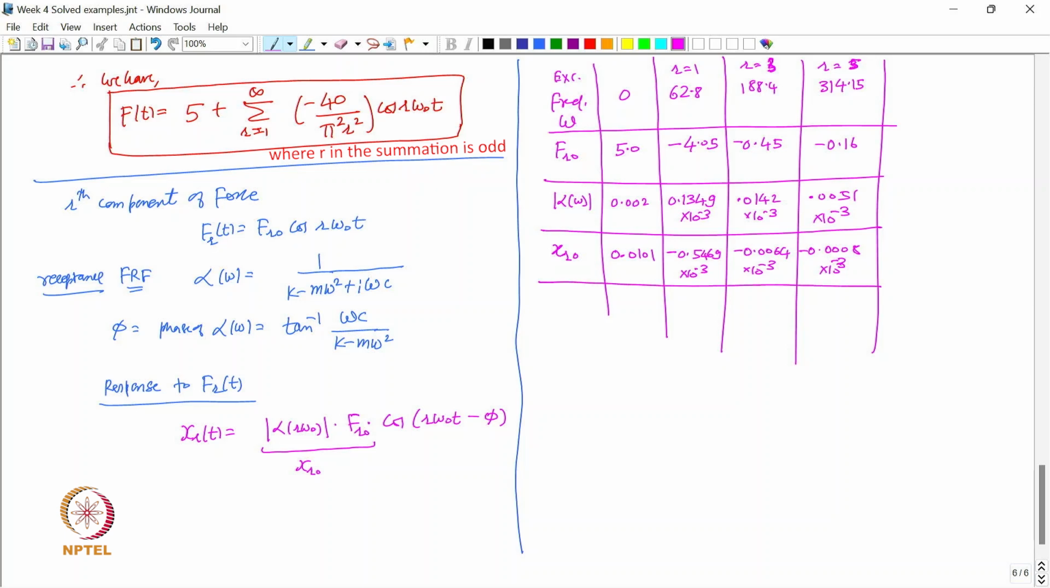And then I can determine the phase angle phi. This is 0 degree here, and then 177.2 degree, 179.13 degree, and then 179.4 degree. So, this is what we get, all the data, correct.